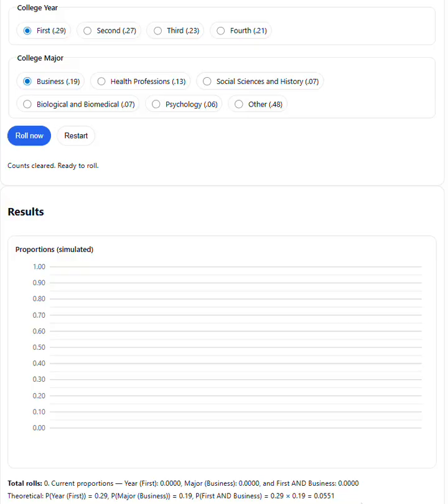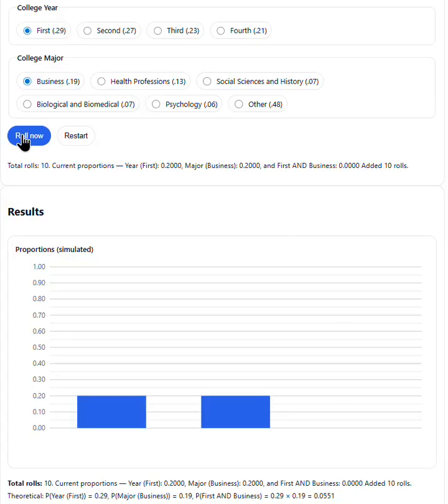So let's say we randomly pick 10 people and we record what we observe. In this case, we picked some people who were first-year students. We picked some people who were business students, but there was no intersection of those two. All the business majors happen to be something other than a first-year student, and all our first-year students happen to be majors other than business. And that can happen in real life, right? There is a probability, and then there's real life.